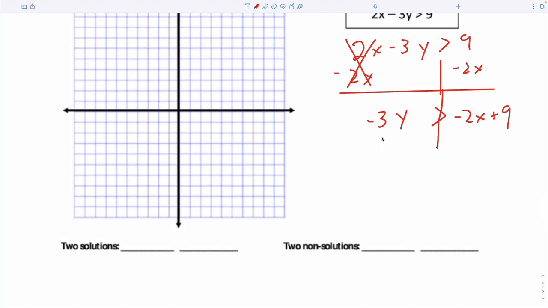Second step, what do I do from here, Andrew? Y is by itself. 2 over 3 are both negative, so it turns positive. 9 divided by -3 is -3. When you divide by a negative, what do you do when you graph on a number line? Turn and talk to your partner. Go.